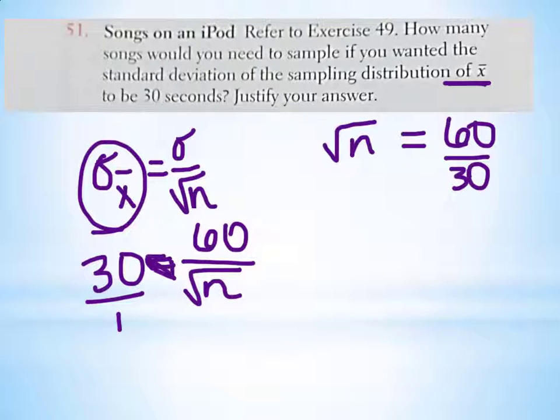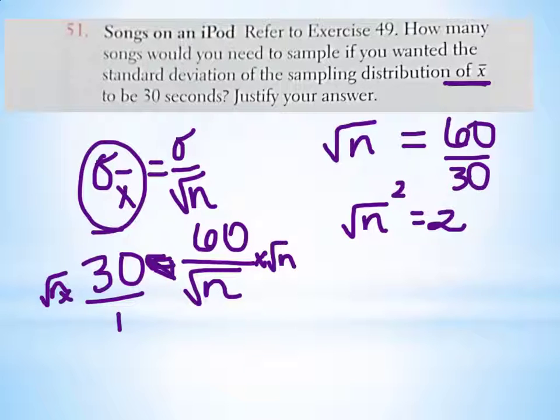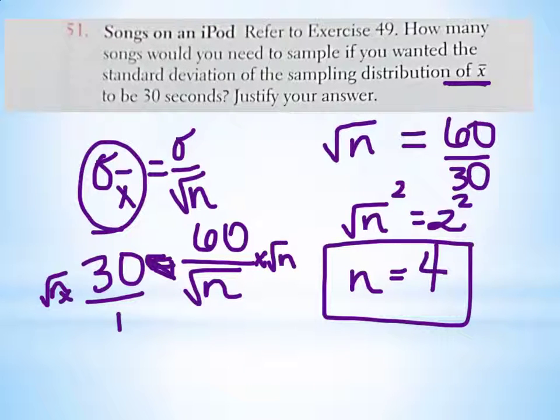Or you can multiply both sides by square root of n and then divide by 30, which gives you the same thing if you want to do it that way. 60 divided by 30 is 2. So I need to get n by itself. How do I get rid of that square root sign? I square it. Yes, we still have to remember all of our algebra skills. N is equal to 4. So how many songs would I need? I would need 4 songs if I wanted my standard deviation to be 30.